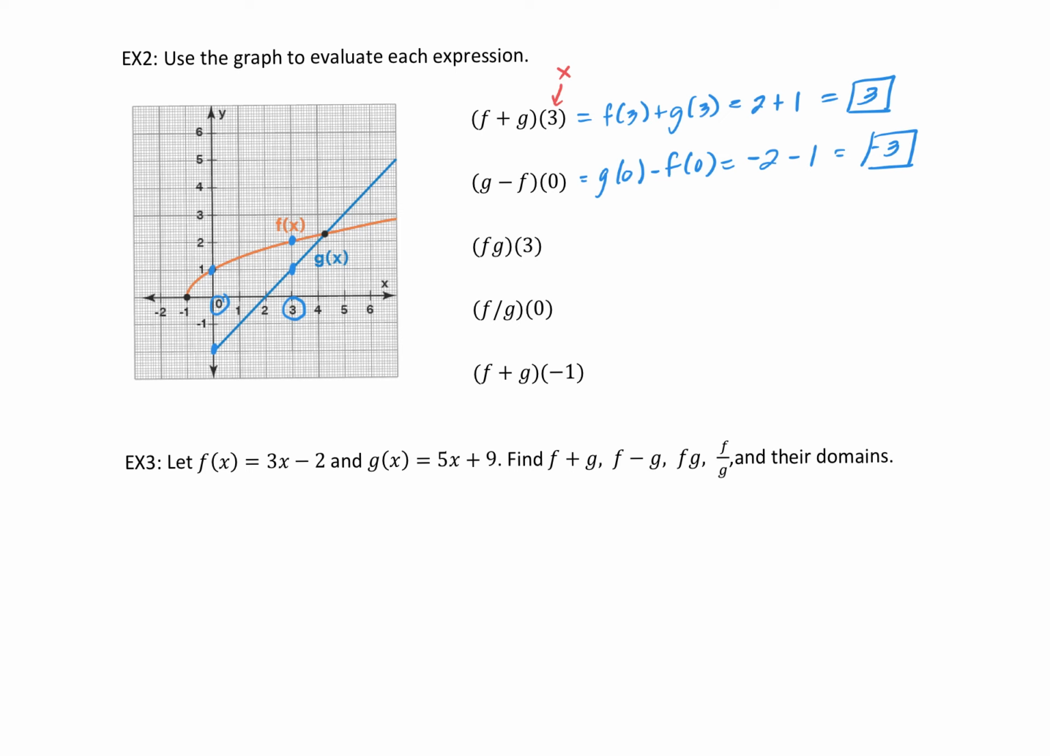Now (f times g)(3), that would be f(3) times g(3). So again, we're going to an x value of 3. That corresponds to an f(3), or y value, of 2. So this would be 2 times g(3), which is 1. So 2 times 1, I'm going to put parentheses, which is just 2.